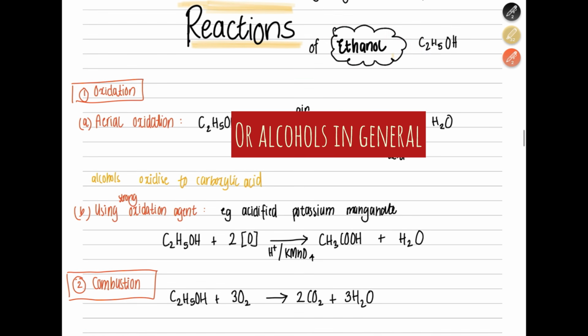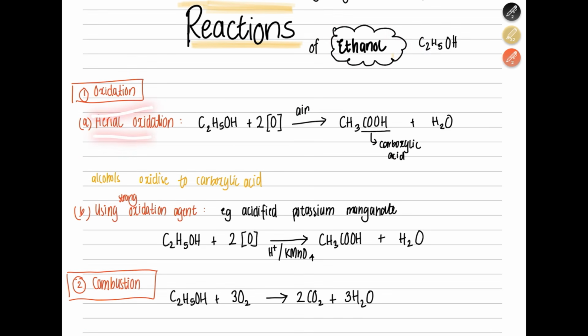The first one is oxidation. So you can have aerial oxidation. That means your ethanol reacts with oxygen. Then you get carboxylic acid, ethanoic acid. Since you have ethanol, you get ethanoic acid. This is not just for ethanol, this is for alcohols generally, okay? And then you also get water. Remember, alcohols oxidize to carboxylic acid.